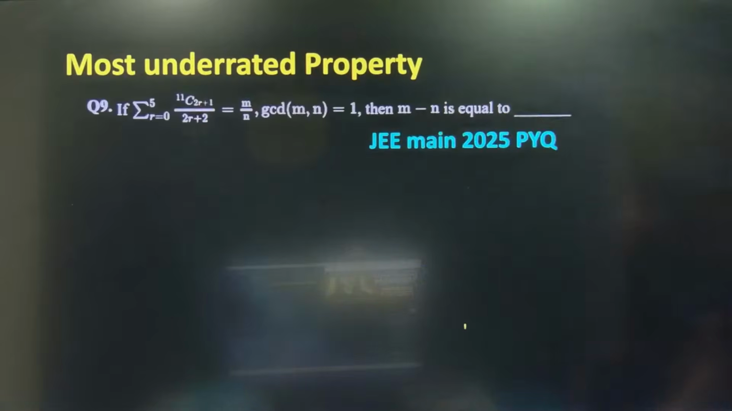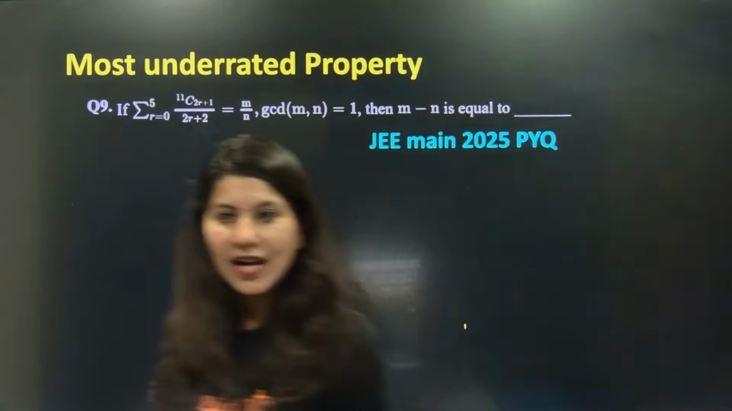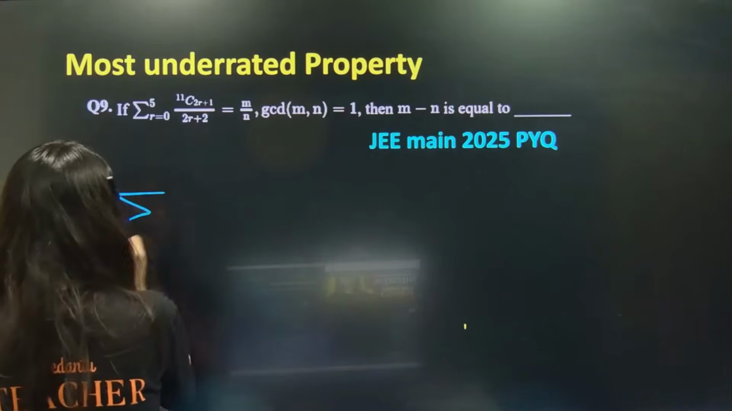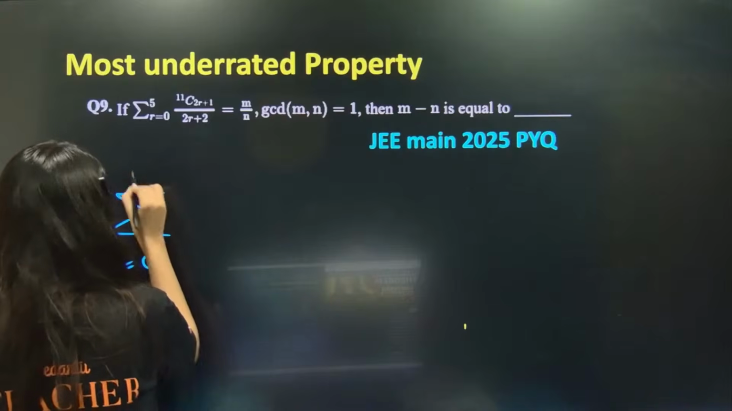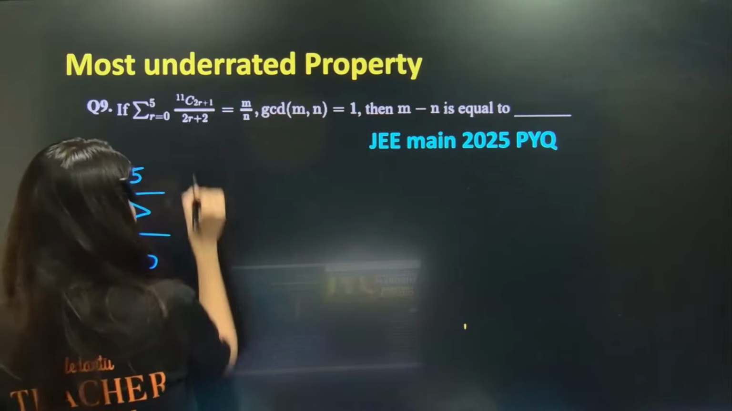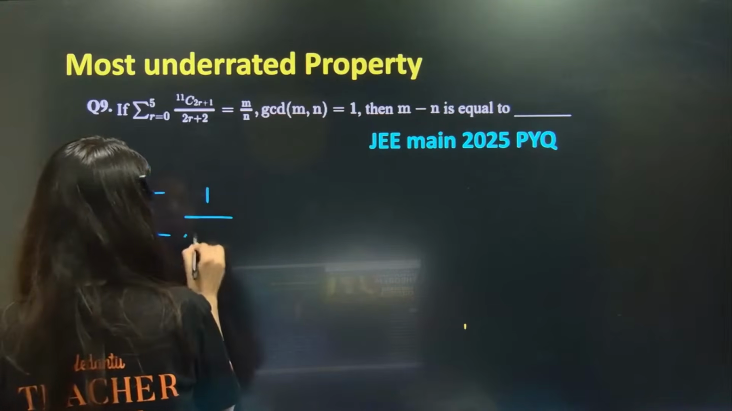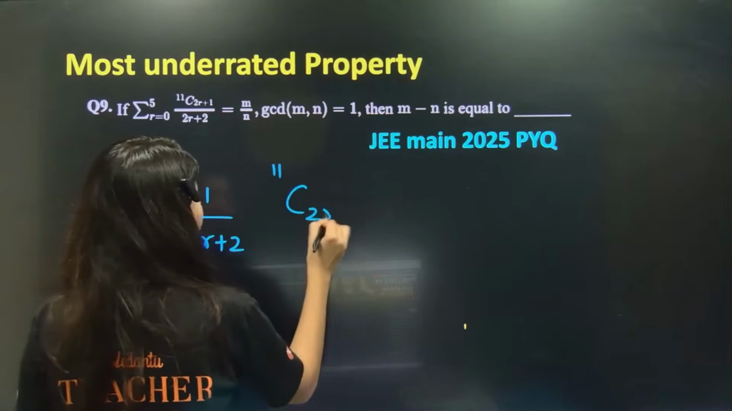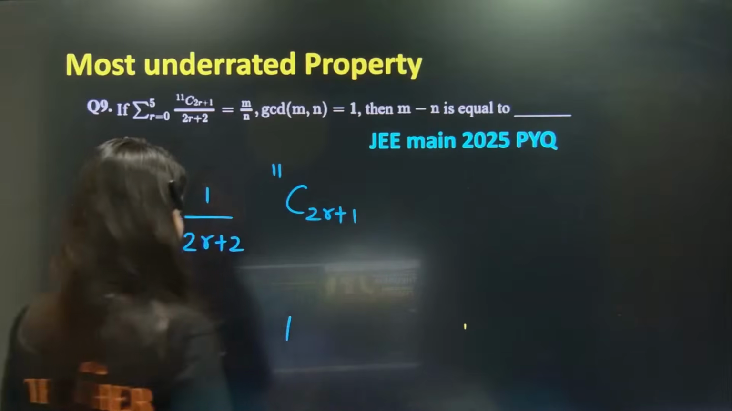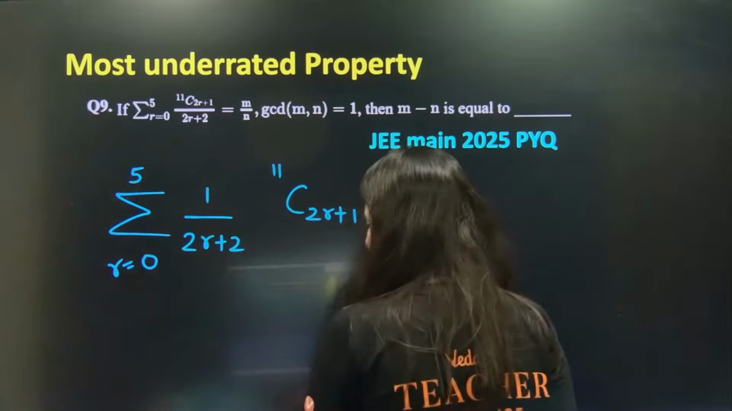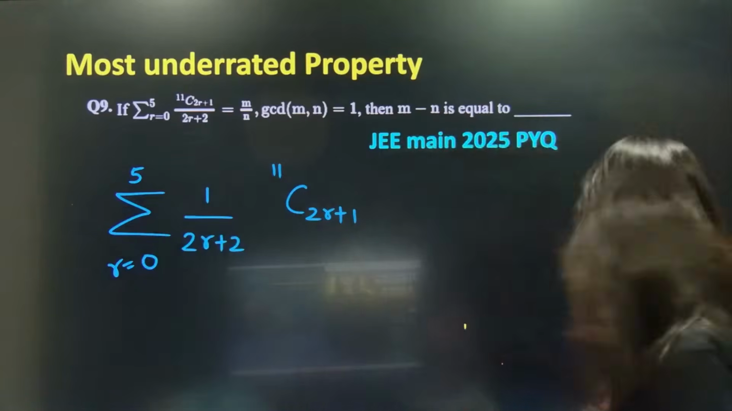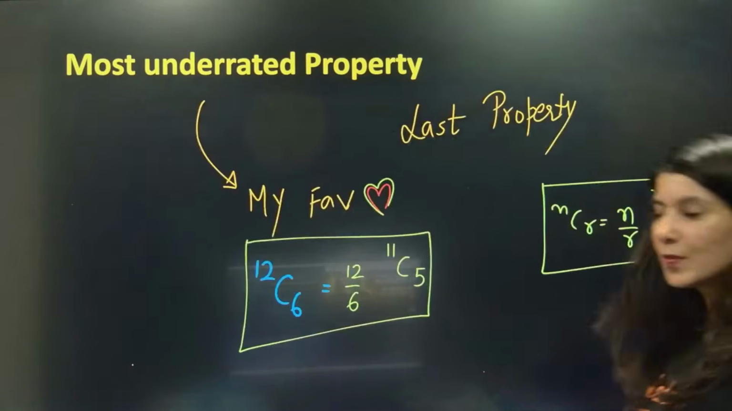So this property over here, now can you see? If you carefully observe, this is sigma r equals 0 to 5, this is 1 upon 2r plus 2, and this is 11C(2r plus 1). Okay. Now the reverse property will be applicable. Reverse property. What is the reverse property?